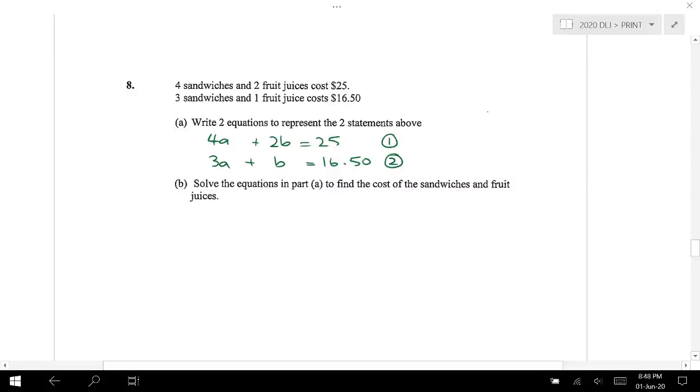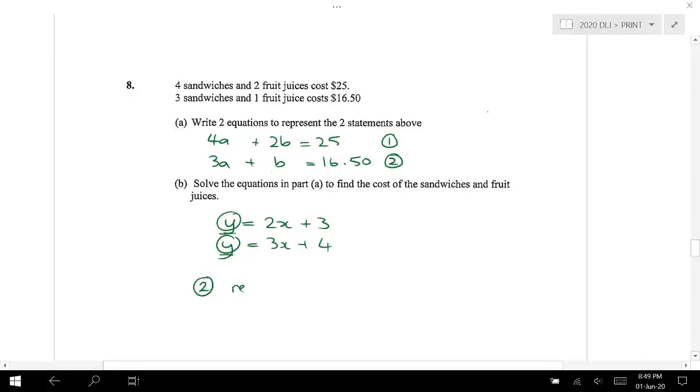Solve the equations in part A to find the cost of the sandwiches and fruit. So generally you guys have had 2 line equations which look like maybe this. So to find where they intersect, you could just set them equal to each other because they're already set equal to y. But as it is currently, nothing's set up equal to y. So what we're going to do, I'm going to take equation 2 and I'm going to rearrange it for b.